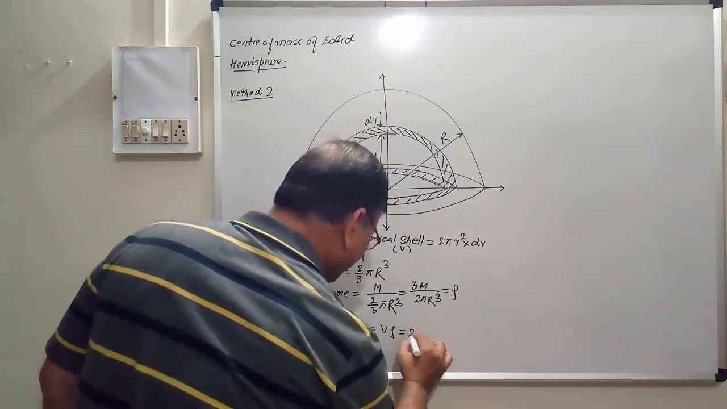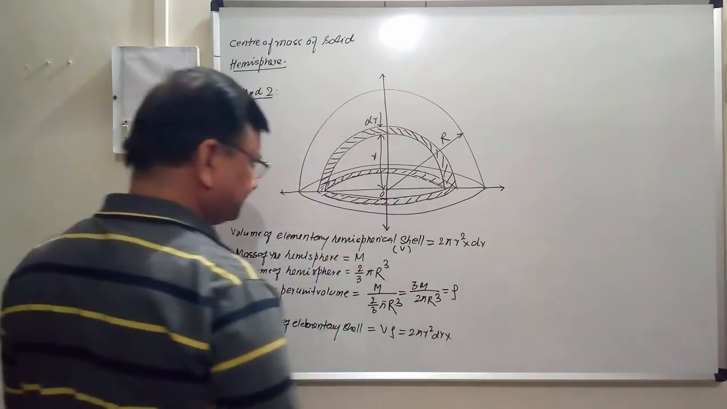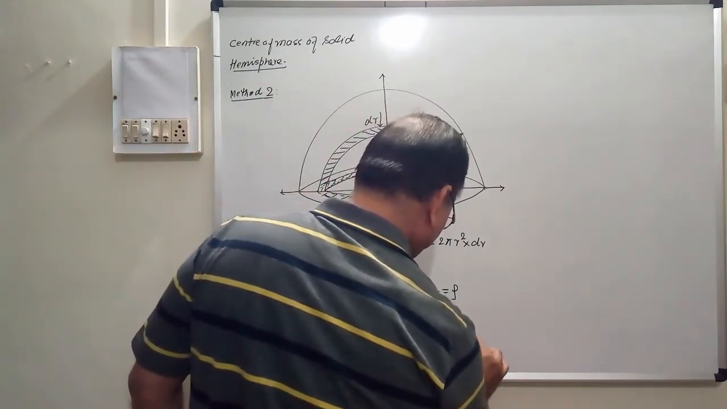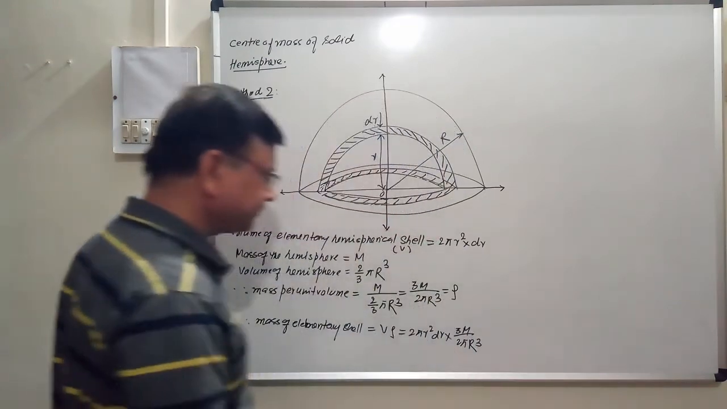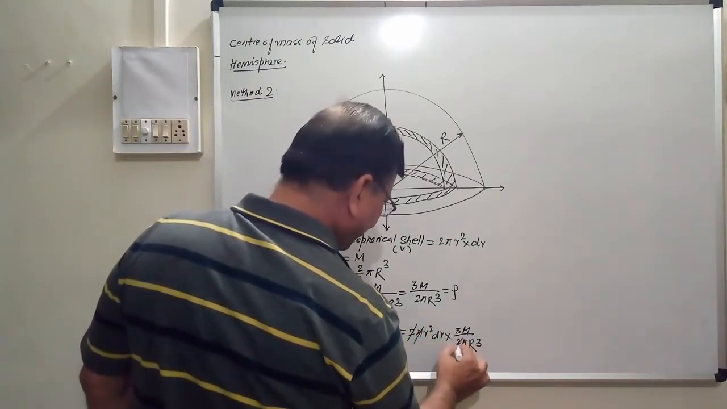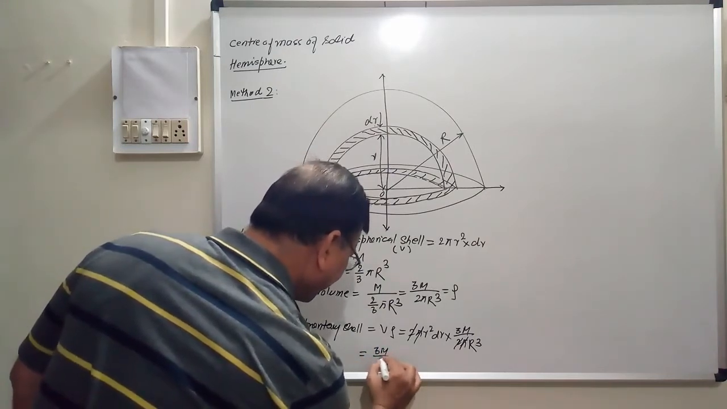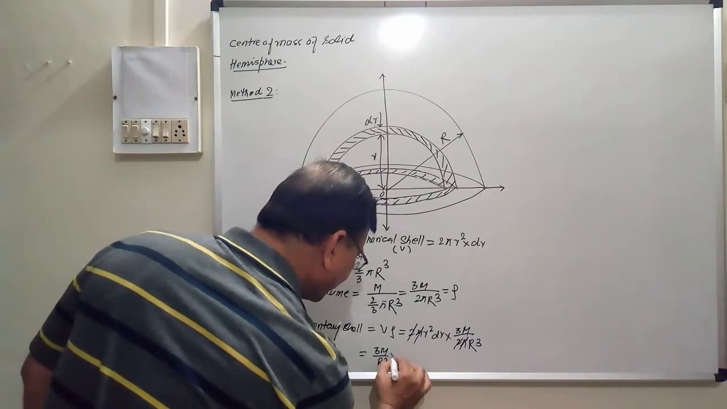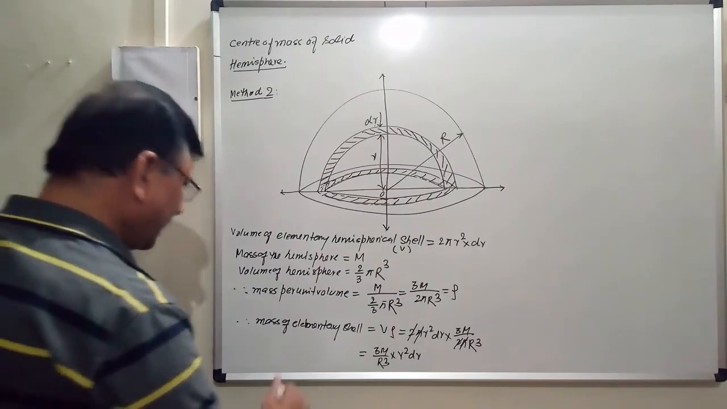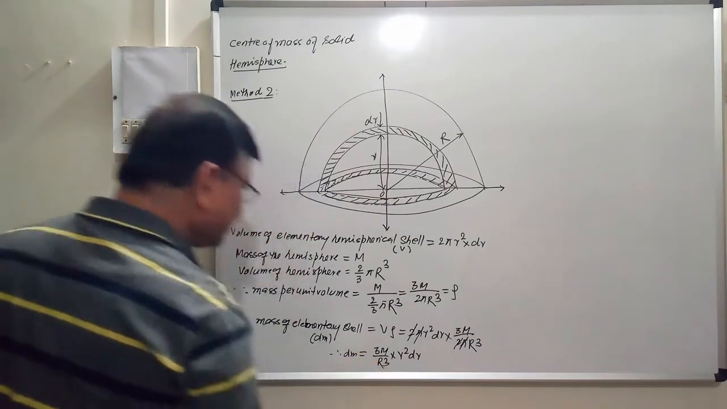So this is equal to 2 pi r square dr into 3m upon 2 pi r cube. Volume into density is the mass, simply. So 2 pi and 2 pi will go. We will get simply 3m upon r cube into r square dr. This is the mass of the elementary shell denoted by dm. Therefore, dm is equal to this.